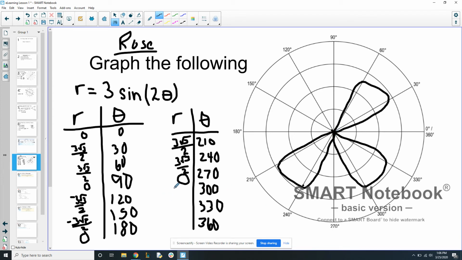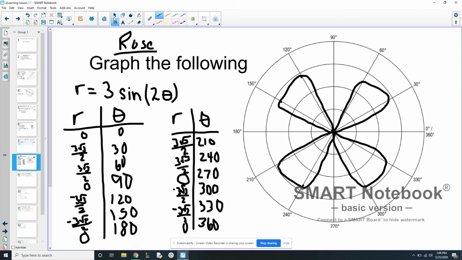Obviously, to save time, if we go through this, 300 degrees, it's going to end up being the exact same as at 120. So it's negative square root 3 over 2, negative 3 square root 3 over 2, and 360 will be 0. So I go 1, 2, and back to the center. So 1, 2, 3. So there we go. So that is our roses, and that is a review of how to graph. Again, just plug into the unit circle.